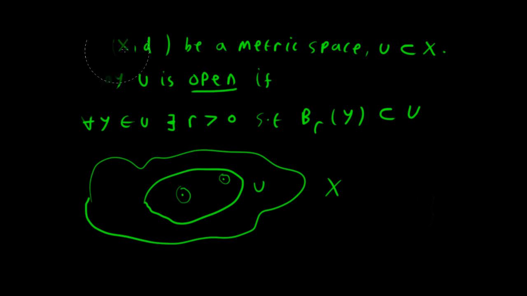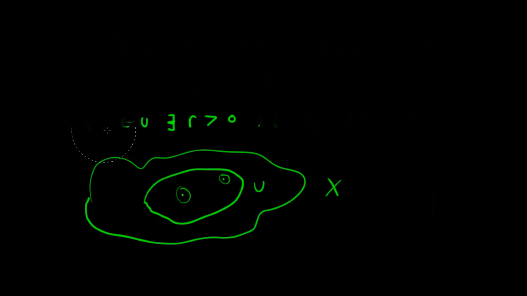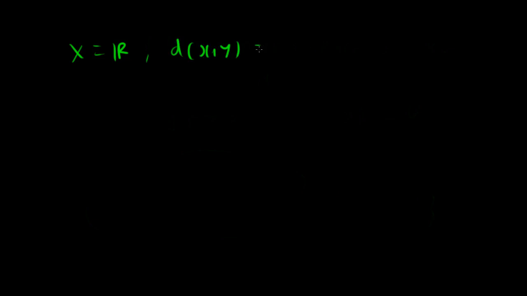Now, the best way to understand this is through some examples, because the open sets are going to look a lot different depending on what metric space you're looking at. So if we take X is the real line, and d(x, y) is the modulus of x minus y, then we can consider some examples. So let's take U to be the set (0, 2).